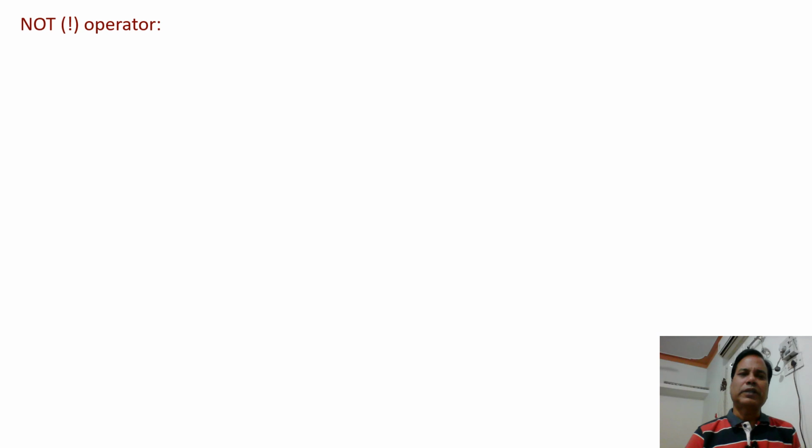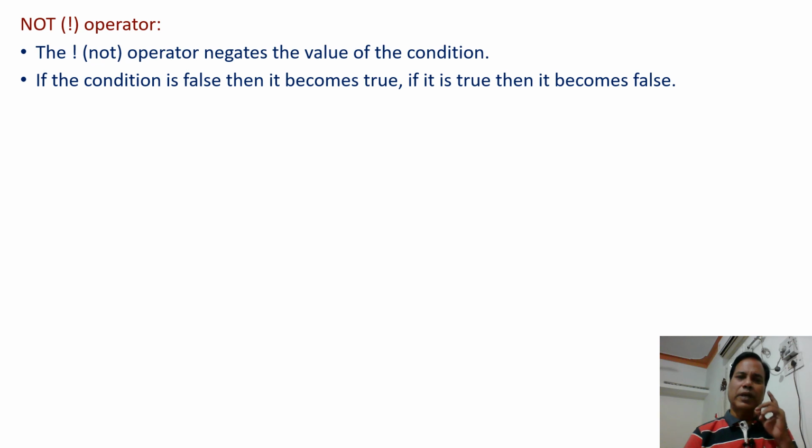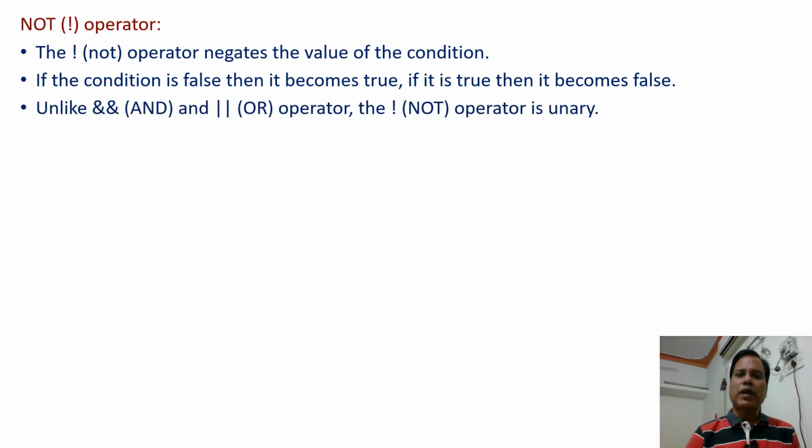Now let us discuss the third logical operator called the NOT operator. The NOT operator negates the value of the condition. If the condition is false, then it becomes true. If it is true, then it becomes false. Unlike the AND and OR operators, the NOT operator is unary because it takes only one operand, whereas AND and OR operators take two operands. That's why these are called the binary operators, whereas NOT is the unary operator.